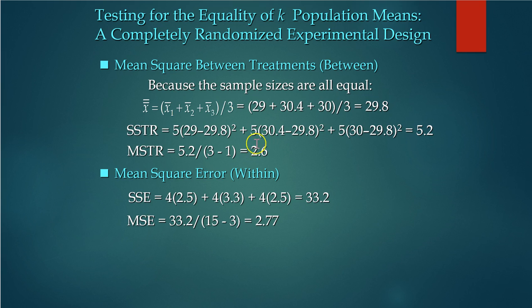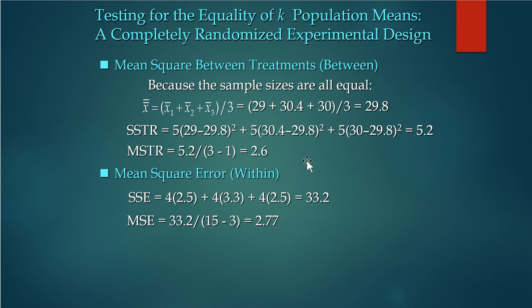We need that grand mean to help us figure out our sum of squares due to treatment. The formula is simply taking 5, which is our n, and we take the 29, the average, minus the grand mean, and square that. We do that for all of them, add those up, and then divide by our degrees of freedom, right? So our 3 is the number of groups, k minus 1. So we have 3 groups minus 1. We get to a mean squares due to treatment of 2.6.